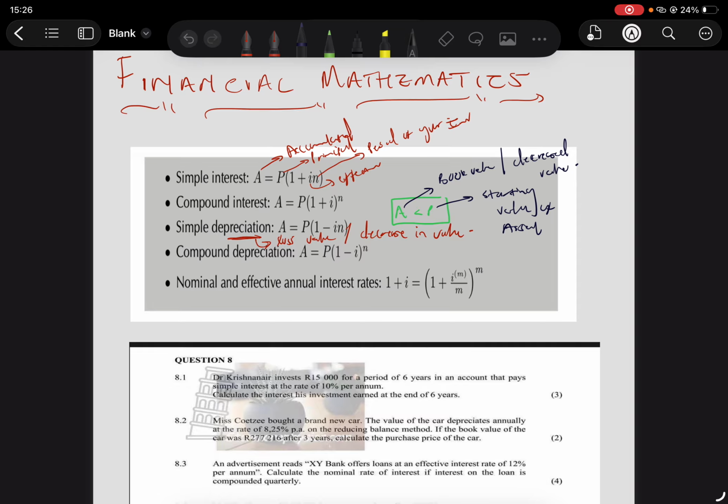Simple depreciation would mean your asset is decreasing by the same value every period. This can be monthly or annually or quarterly, depending on the period.